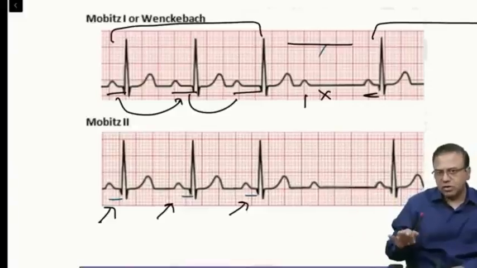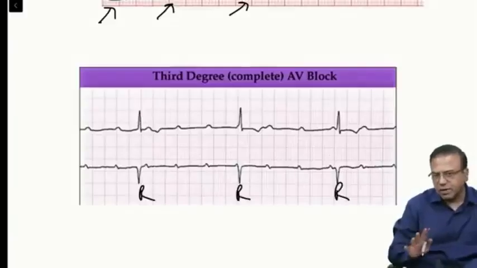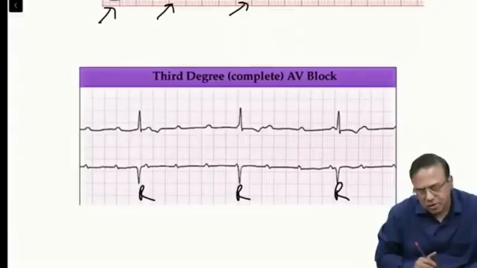So that's how you differentiate. Finally, if you're looking at complete heart block, remember the RR interval should be exactly equal. Any fluctuating RR interval, kick out complete heart block from your answer list.